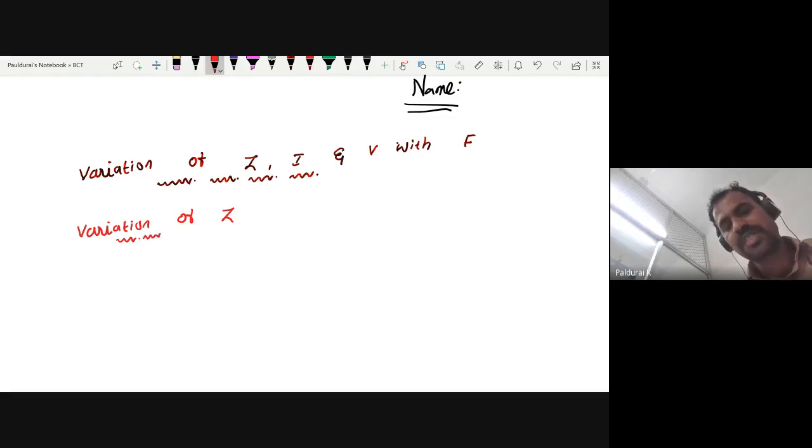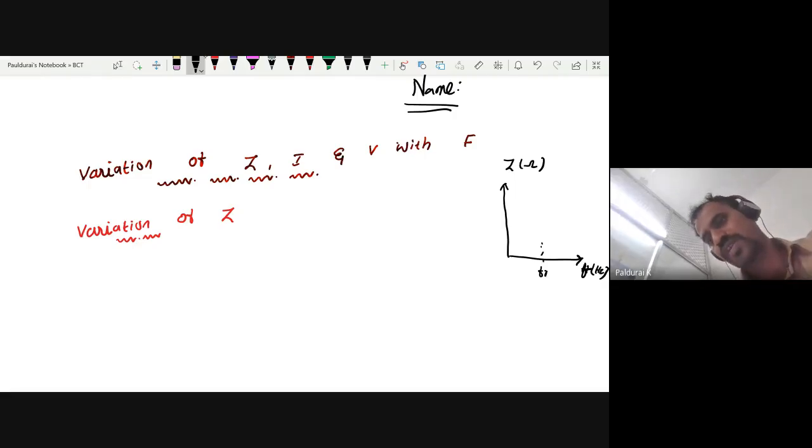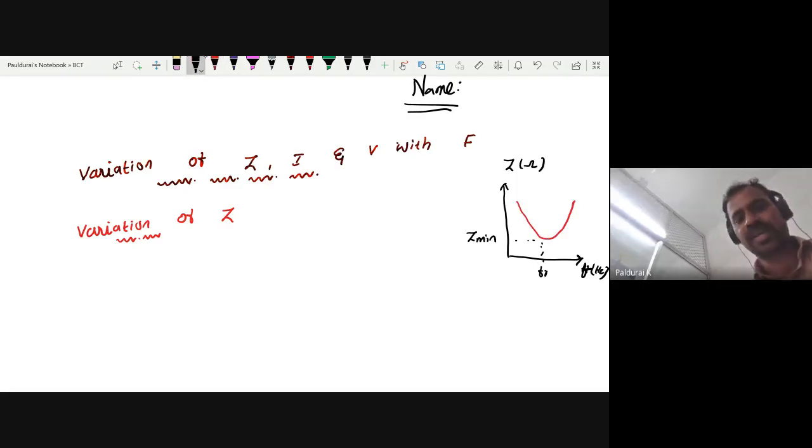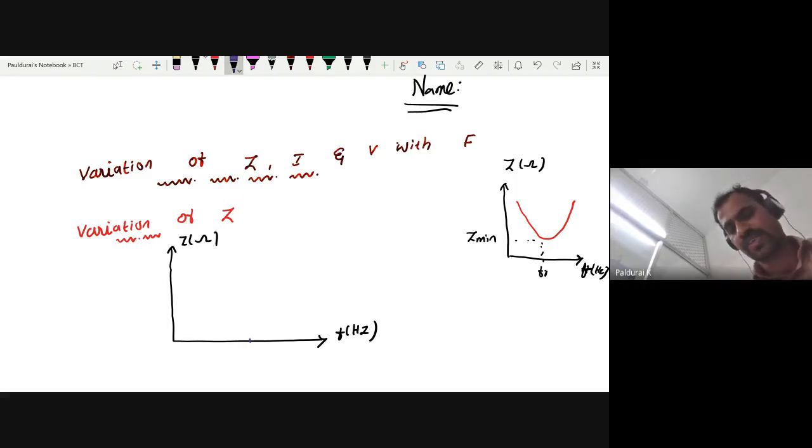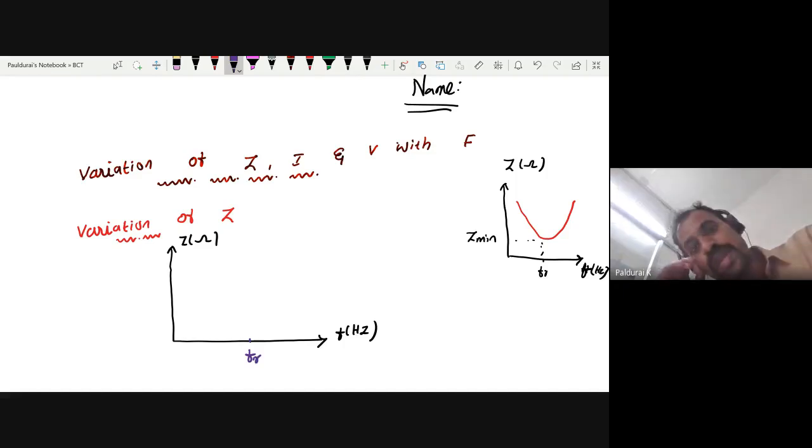For series resonance, this is how the variation of impedance looks: frequency in terms of hertz, impedance in terms of ohms. At resonance frequency you will get minimum impedance, so you will get a curve like this. Now how will it look here? Any idea? At least guess. Frequency in hertz, impedance in ohms. Here at resonance frequency, will you get a minimum impedance or maximum impedance?